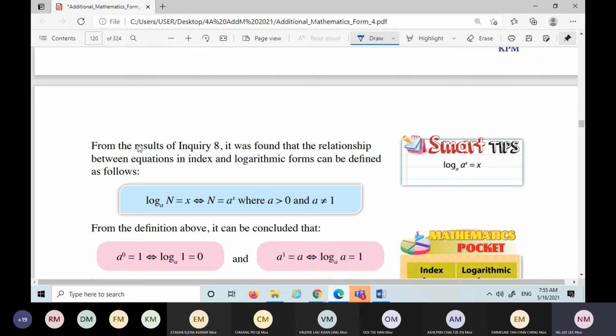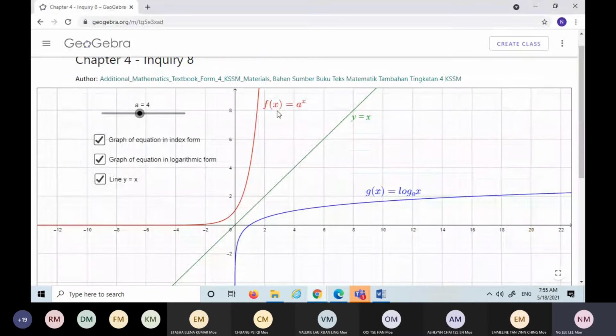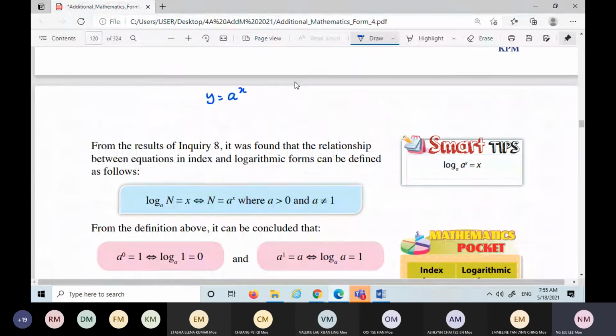Okay, here from the graph, I want to make these conclusions. Okay, y equals a to the power x. I don't write f(x), I write y. Okay, this graph, y equals a to the power x. And then the other graph, which is the blue one, I also write y. The g(x), I write y. Okay, log_a x. You can see these two are inverse to each other.